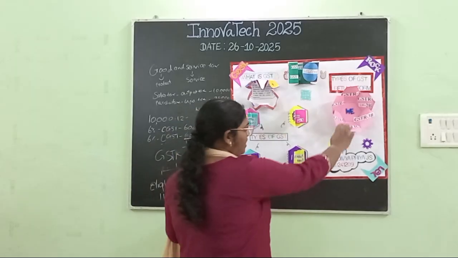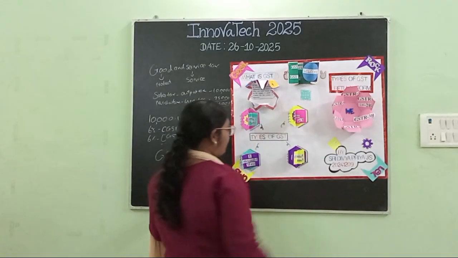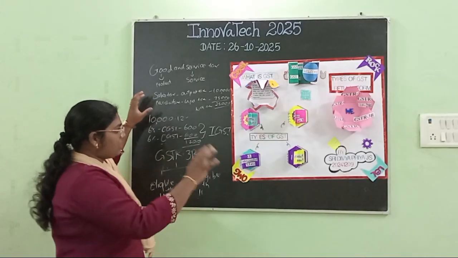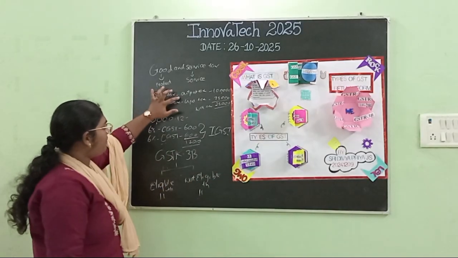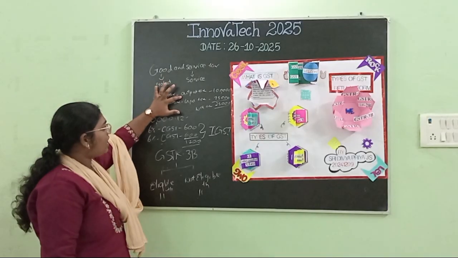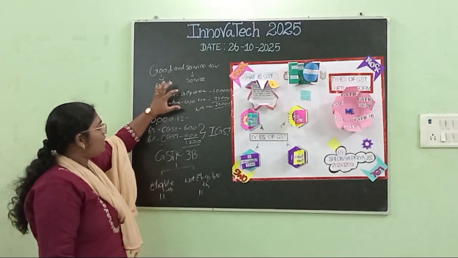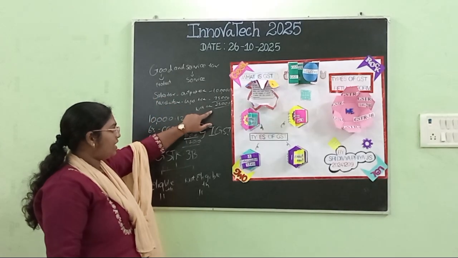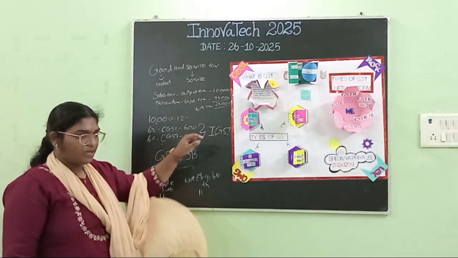And GSTR 3B. 3B shows a report. For example, it subtracts input tax from output tax of the month and shows the net tax amount for that particular month.